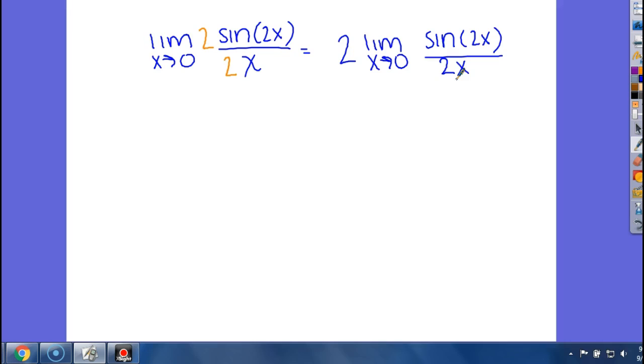That 2x over 2x is acting like the x over x. You could replace it with h by saying h equals 2x, and you'd have sine of h over h. So you'd still get that. So this becomes a 1, and this is 2, so 2 times 1. So the limit as x approaches 0 of sine of 2x over x is 2.